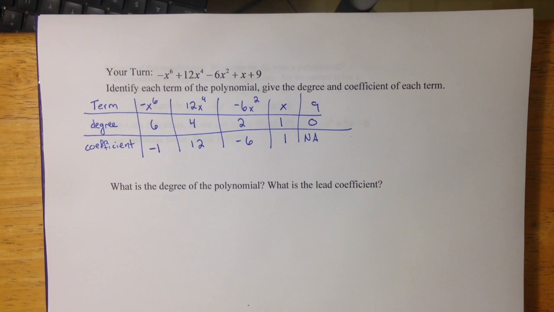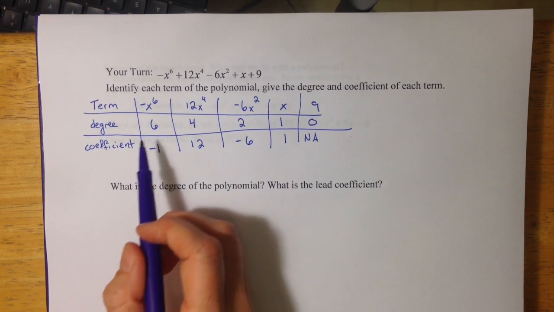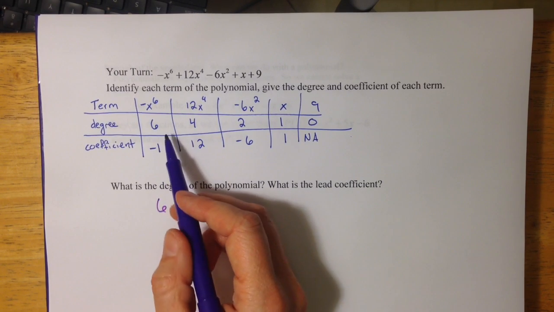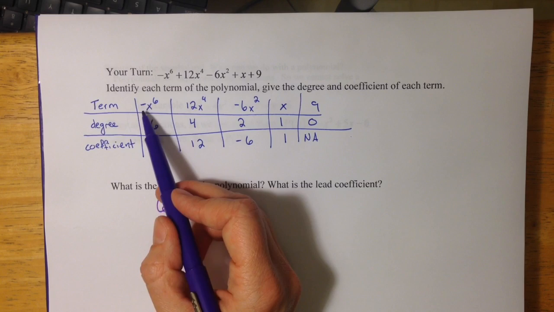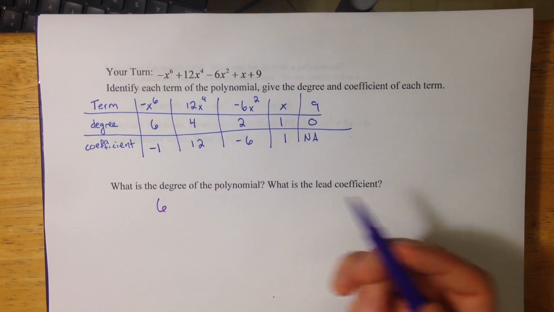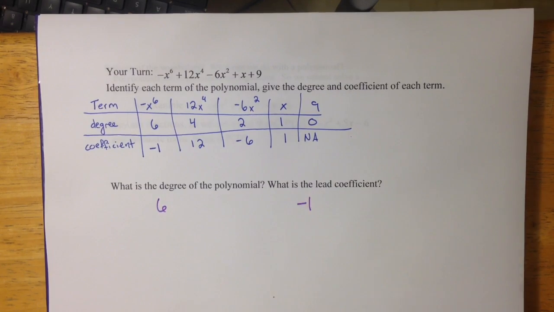Now that we've mapped out the degree and coefficient of each term, we can easily say what the degree of the polynomial is and what its lead coefficient is. The degree of the polynomial is 6, since that's the term with the highest degree. The term with the highest degree is negative x to the sixth, so the coefficient of that term is the leading coefficient, negative 1.